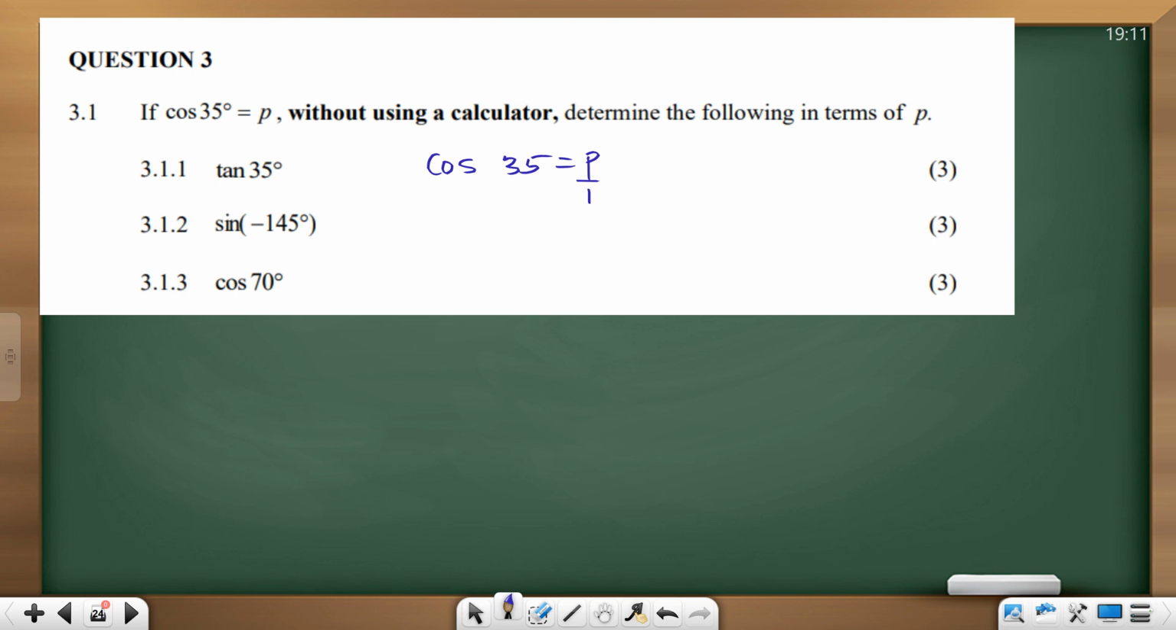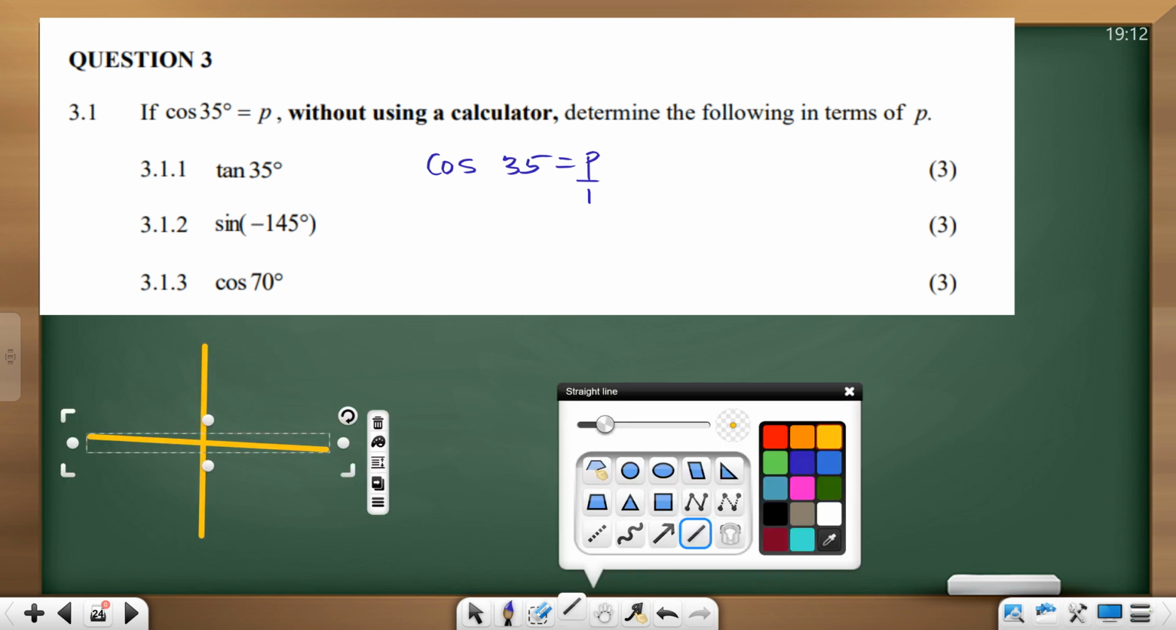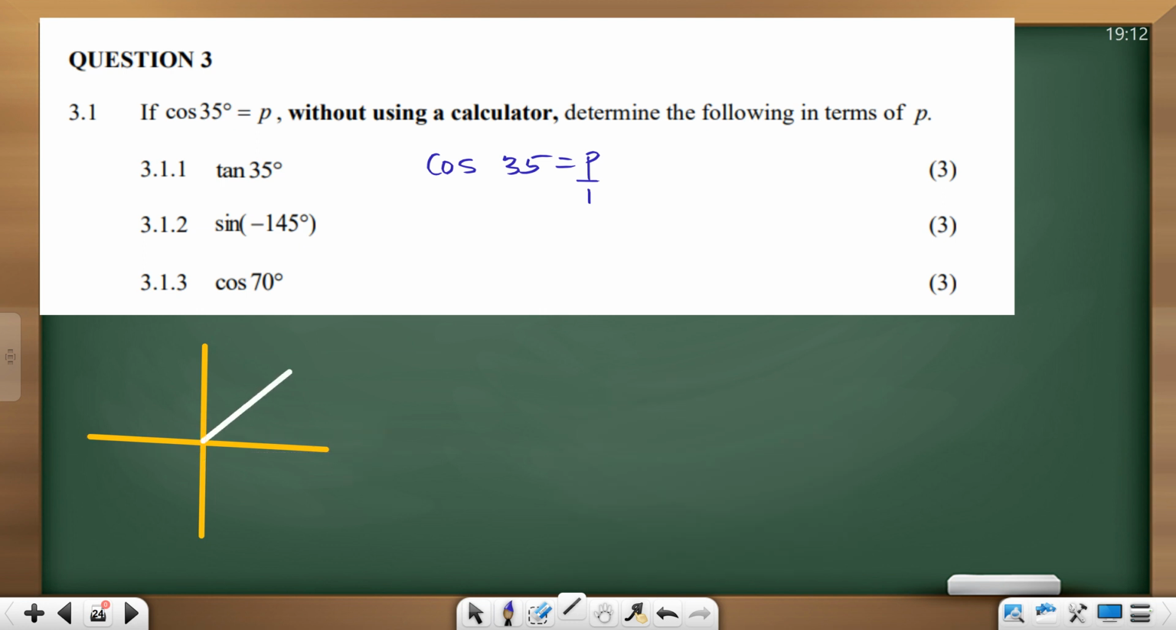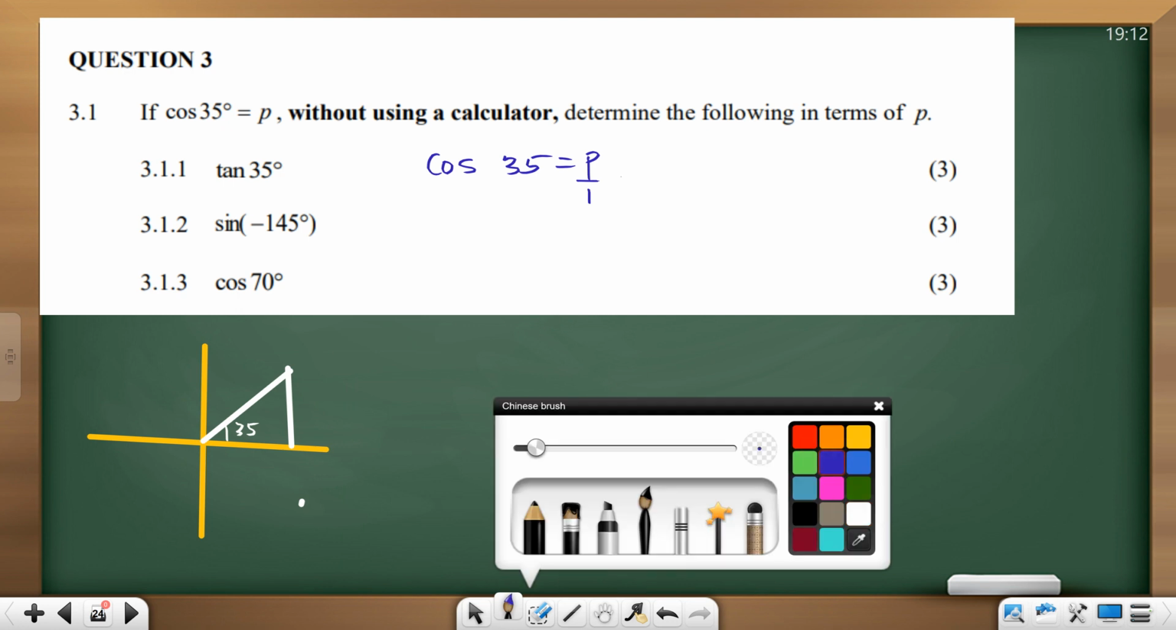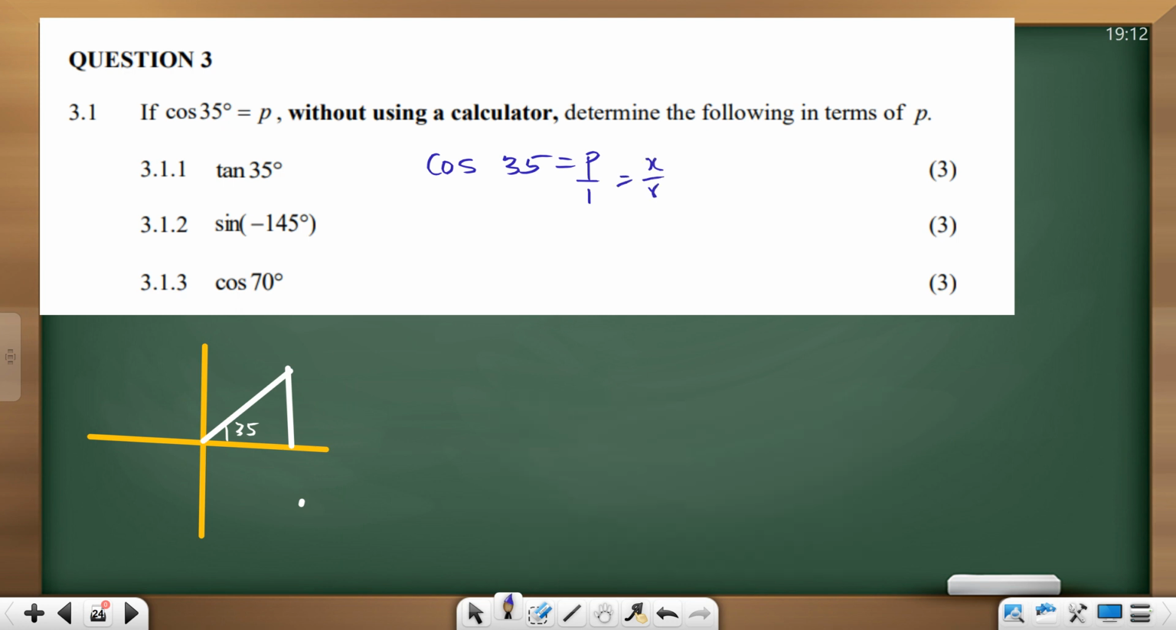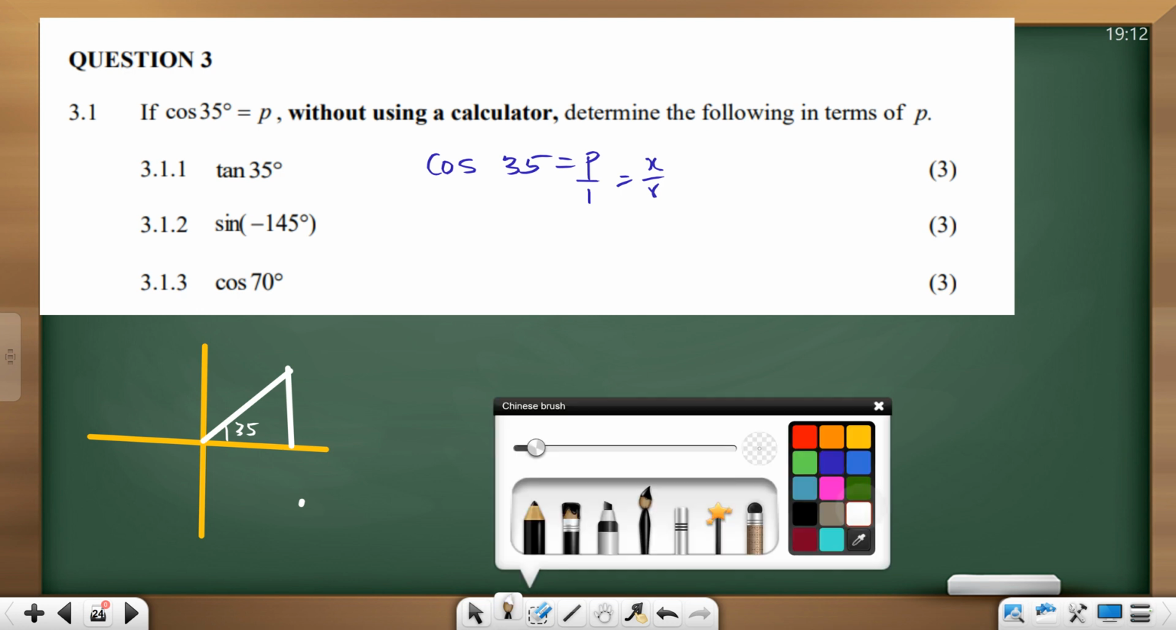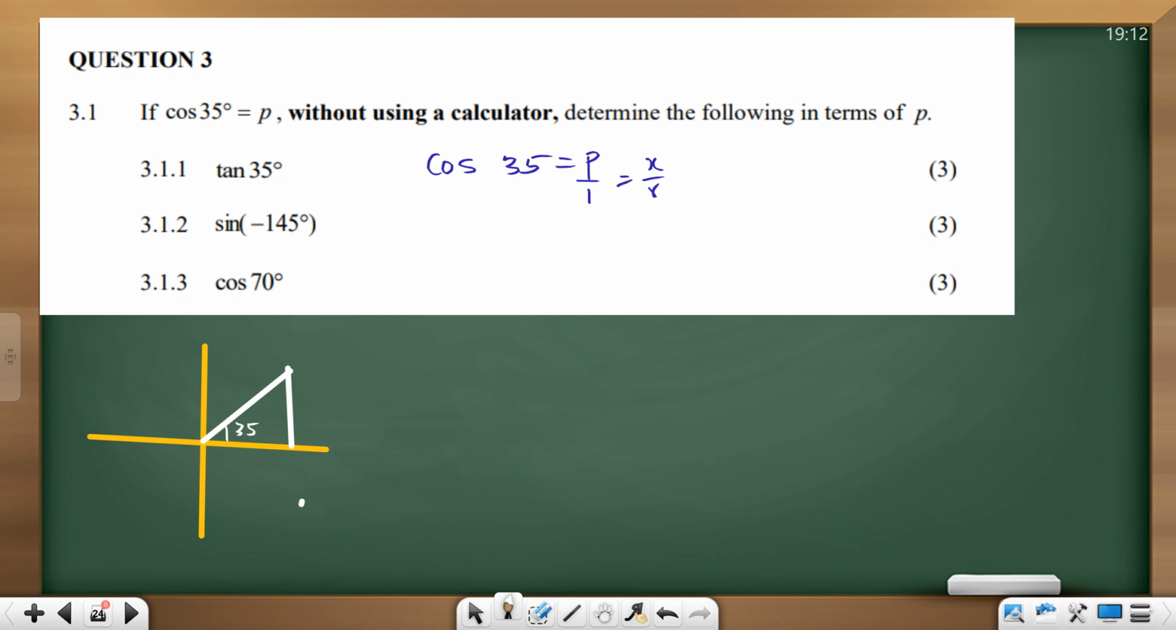Okay, we're going to need to draw. 35 is in the first quadrant, so let's draw quickly. Don't let's waste time now. So here is our 35. And cos is what? X over R, or adjacent over hypotenuse. Whichever one you're comfortable with, it's still the same thing.